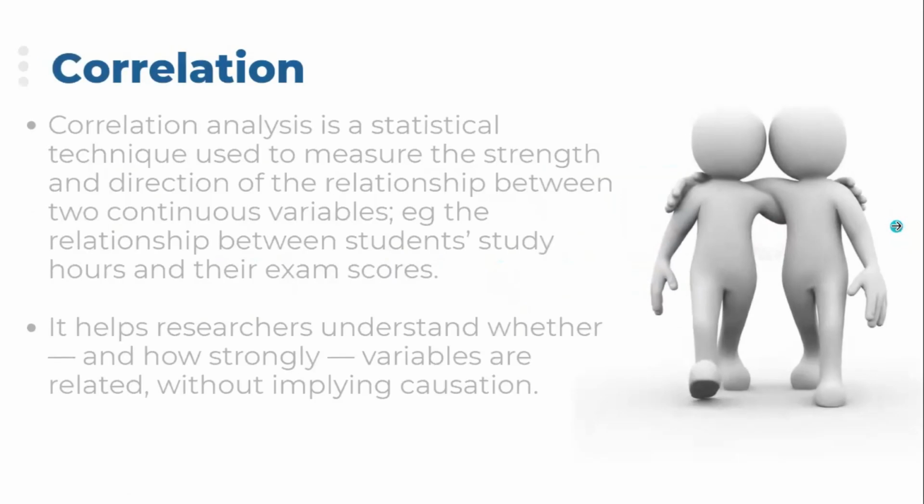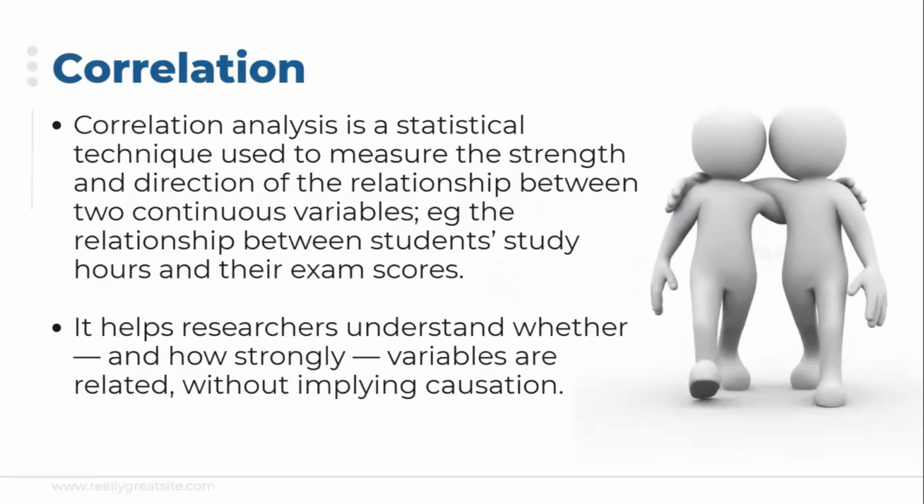So, what exactly is correlation? Now, in statistics or in research, we say that correlation analysis is a statistical technique which helps us to measure the strength and the direction of a relationship between two continuous variables. Okay, so we just need those two things. We need to understand the direction and the strength of the relationship that we think exists between two variables.